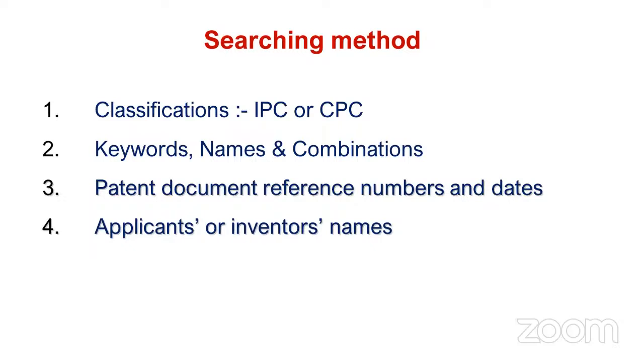And there are several types of searching methods. Through the classification system, there are two types of classification systems existing right now, IPC and CPC.